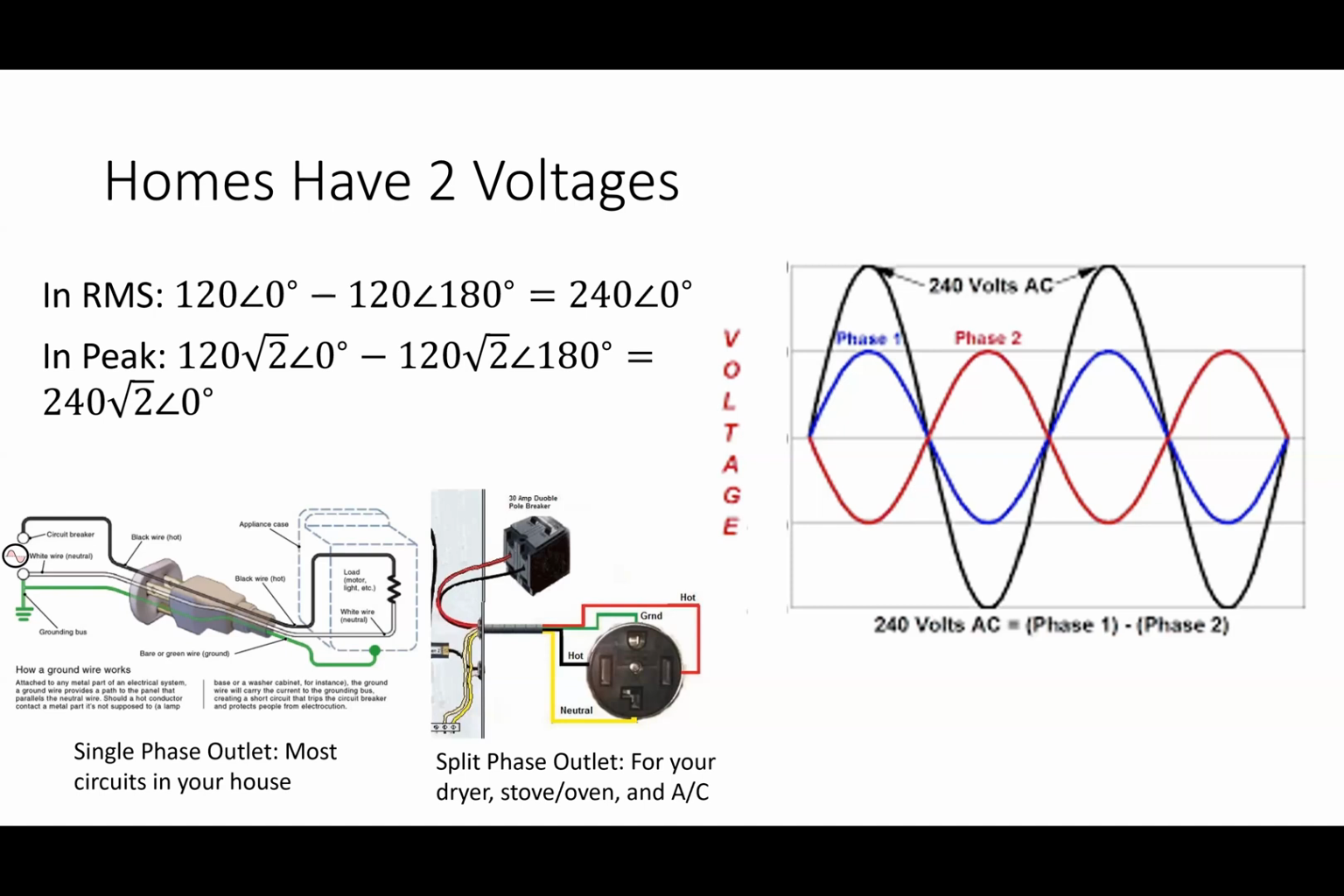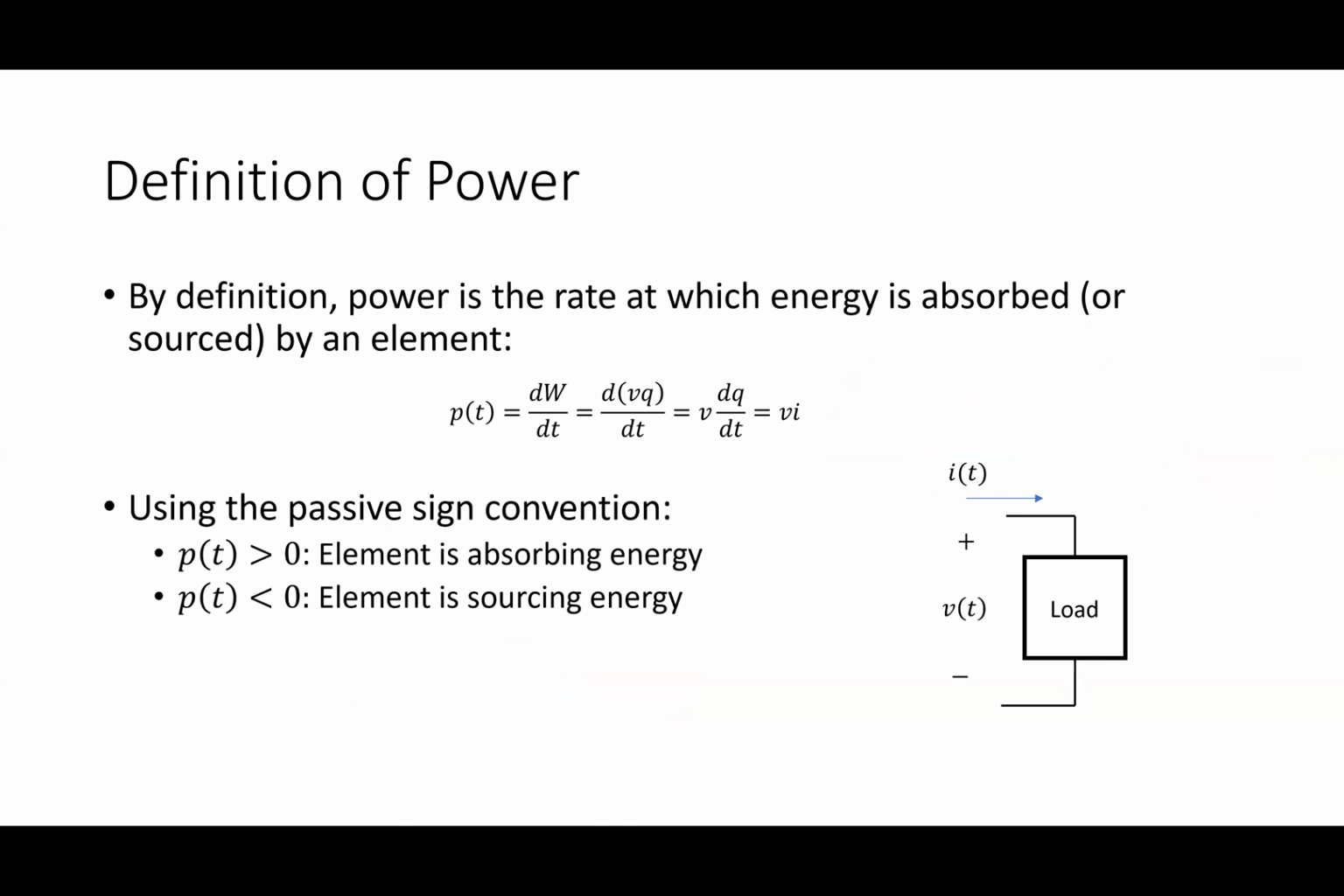If I said right now this building was using 1 megawatt, that means it's doing energy conversion at a rate of 1 megajoule per second. So power is a rate. The way I wrote this, basically, is change in work over change in time. Work and energy are the same thing. Now we use the passive sign convention. We talked about that.